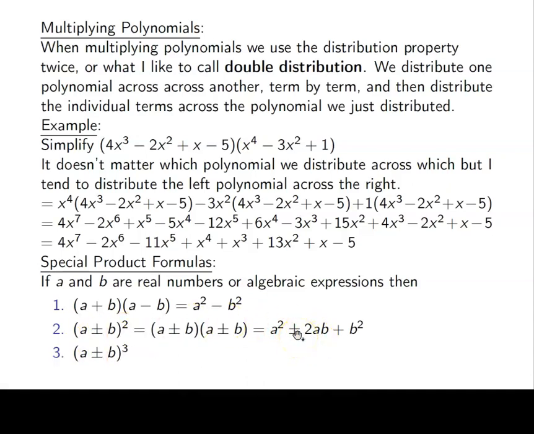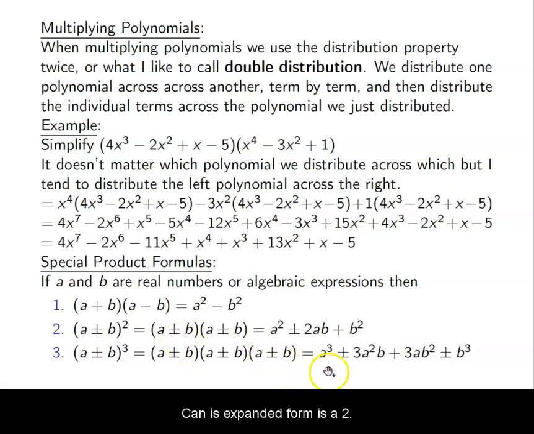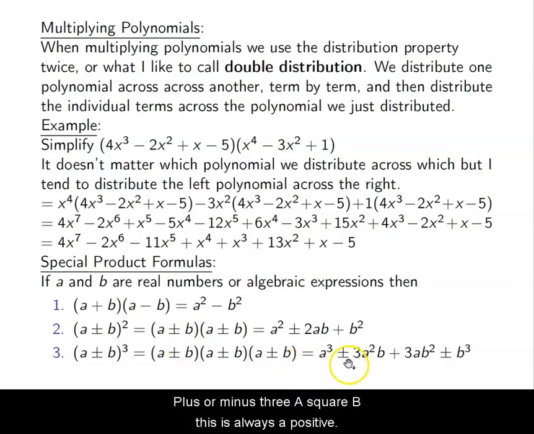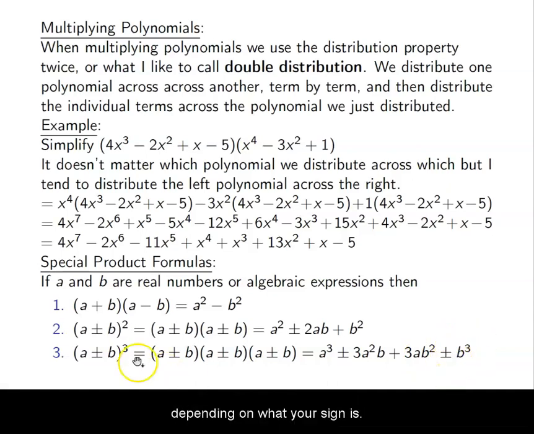Okay. Now, if I have a cube term where I have to do this 3 times, its expanded form is a cubed plus or minus 3a squared b. This is always a positive, okay, and the squared term switches from the a to the b here. And then the last term, b cubed, is also plus or minus depending on what your sign is here.